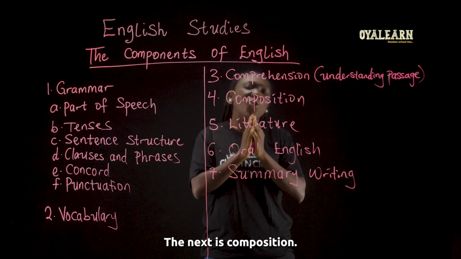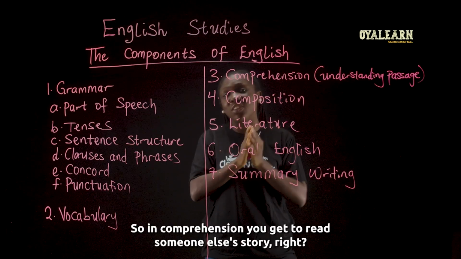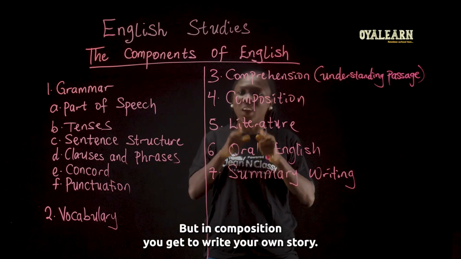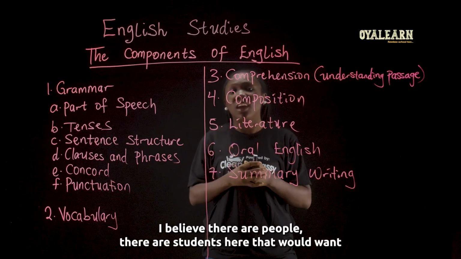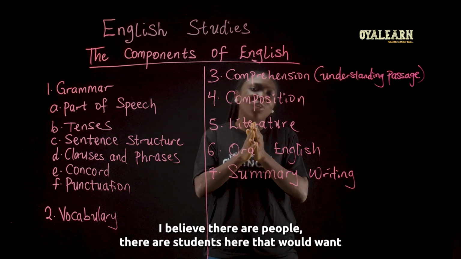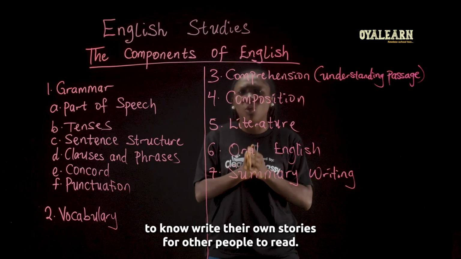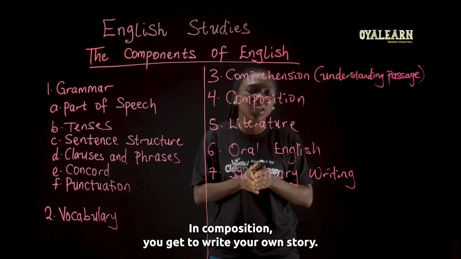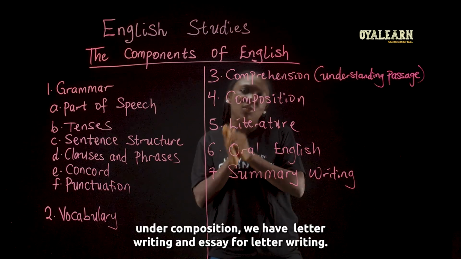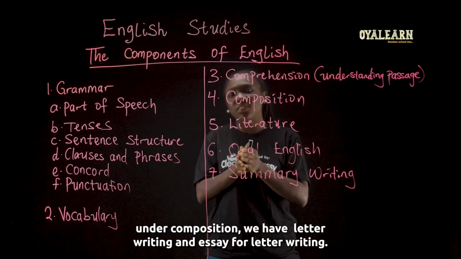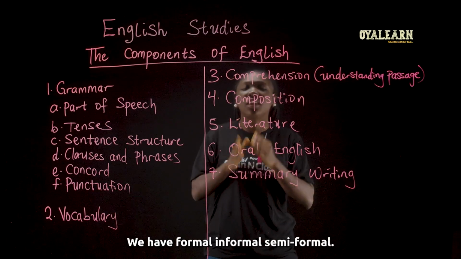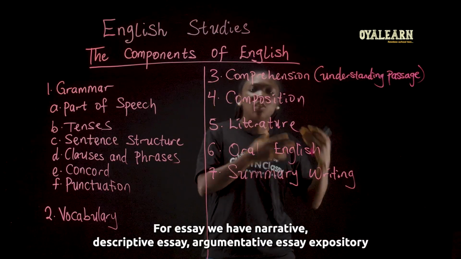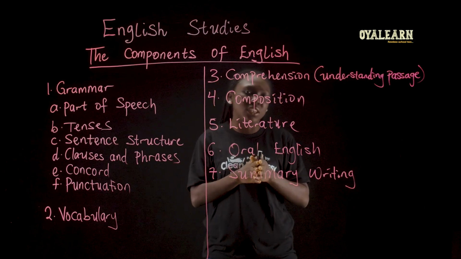The next is composition. In comprehension, you get to read someone else's story, right? Good. But in composition, you get to write your own story. I believe there are students here who would want to write their own stories for other people to read. Under composition, we have letter writing and essay. For letter writing, we have formal, informal, semi-formal. For essay, we have narrative, descriptive essay, argumentative essay, expository essay.